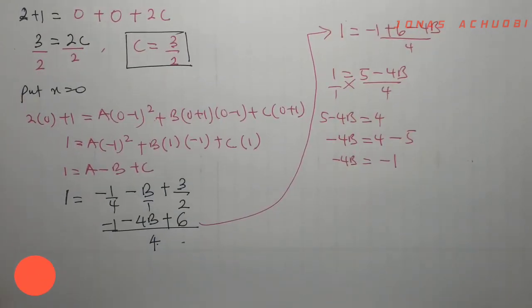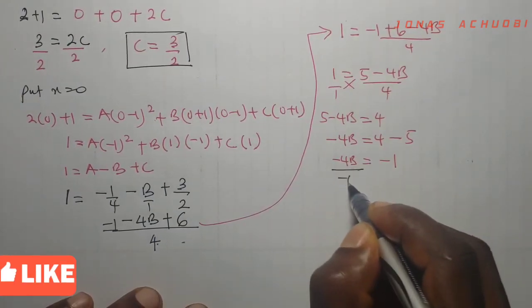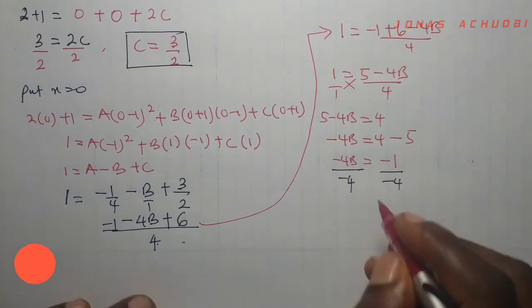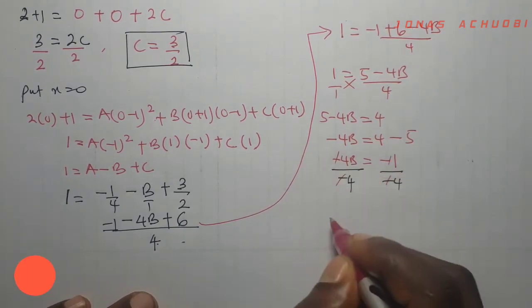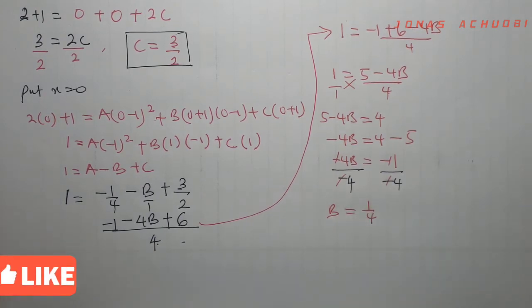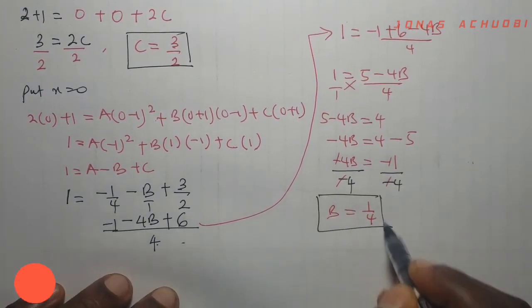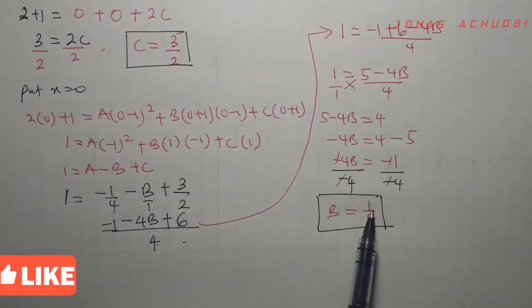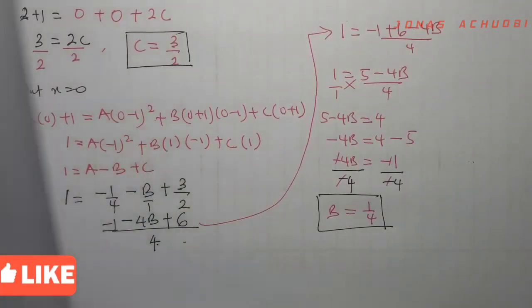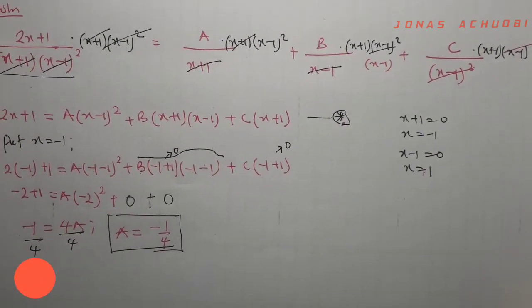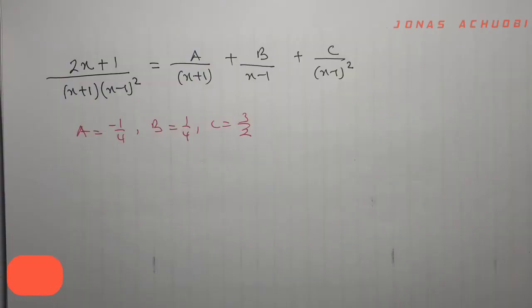So to get the value of b, I'll divide both sides by minus 4. Divide both sides by minus 4, so that minus cancels minus, then b is equal to 1 over 4. So the values of a, minus 1 over 4, b, 1 over 4, c, 3 over 2. We'll now go back to our partial fraction and substitute the values accordingly.